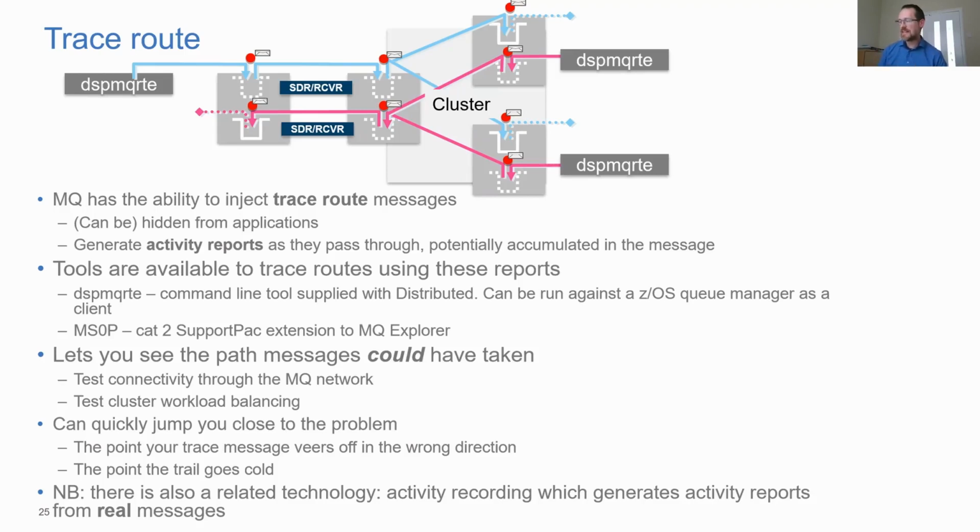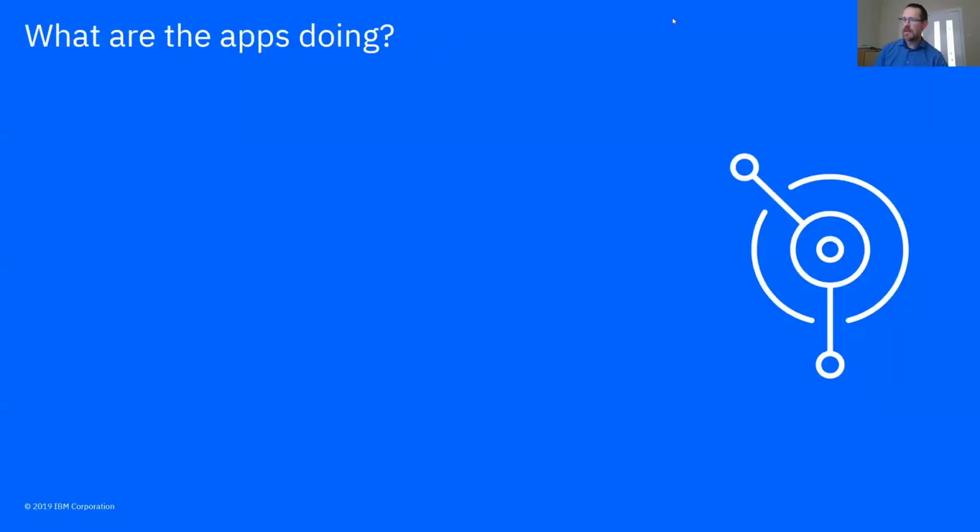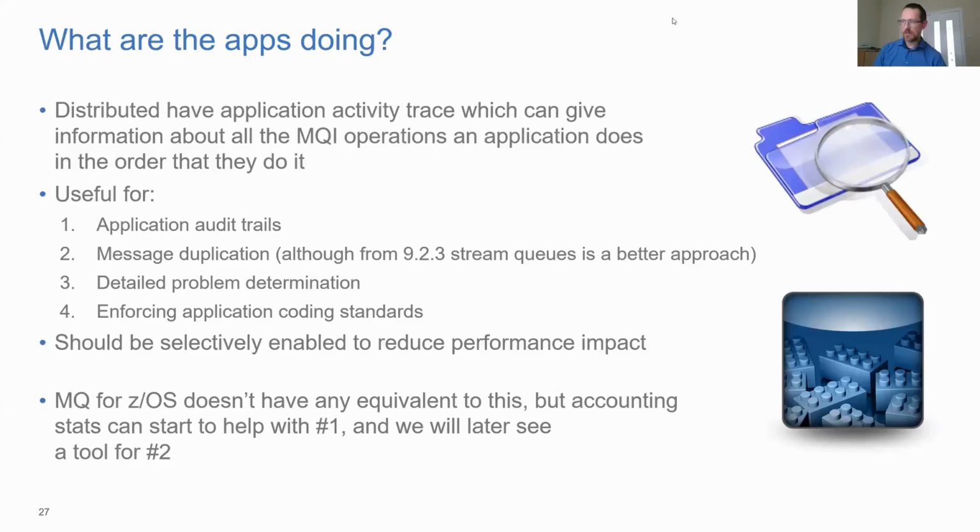So in order to send these things in to MQ on zOS, MQ for zOS supports traceroute messages, but we don't provide a tool to send them in. However, there is a command line tool supplied with distributed that you can connect to zOS and send messages in. And the MQ Explorer support pack also allows you to generate them. So penultimate topic, what are the apps doing?